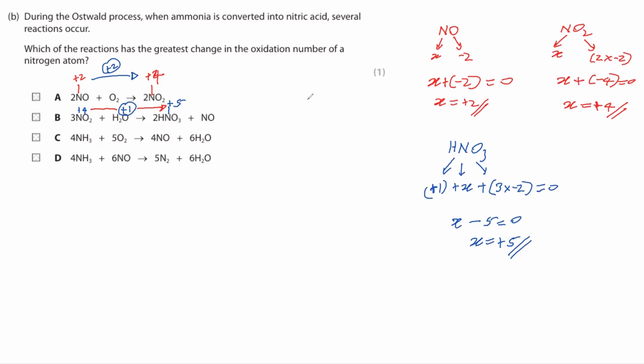Second one, third one. NH3: the oxidation number of nitrogen is X, and hydrogen is +1. There are 3 of them, so 3 times +1. X plus 3 equals 0, therefore X equals -3. So nitrogen is -3 here. In nitrogen monoxide, it is +2. From -3 to +2, the difference between those two numbers is 5.